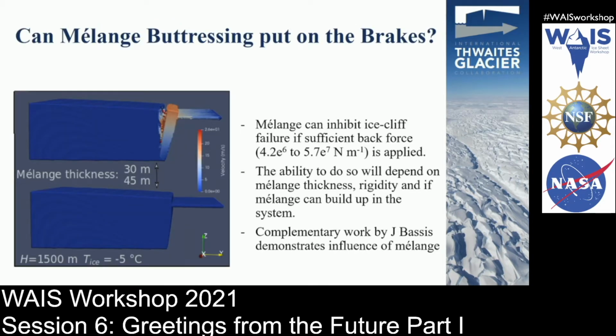Through simulations of that viscous deformation to tensile failure mode of ice cliff failure, where we included a synthetic melange, we do see that if present and able to apply enough back force to a calving face, melange can inhibit ice cliff failure. And this is also shown in complementary work by Domino's co-PI Jeremy Bassis. So this back force can be introduced through different scenarios of melange buildup and will be very important to consider when including ice cliff failure in projections of ice sheet retreat.